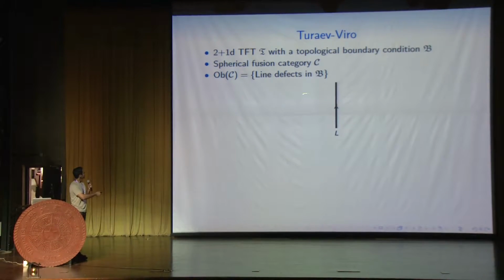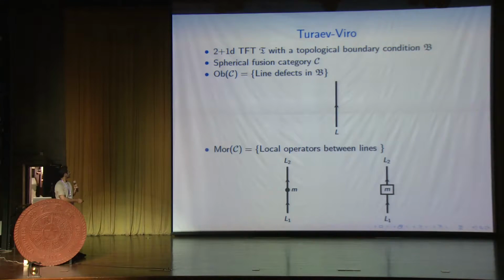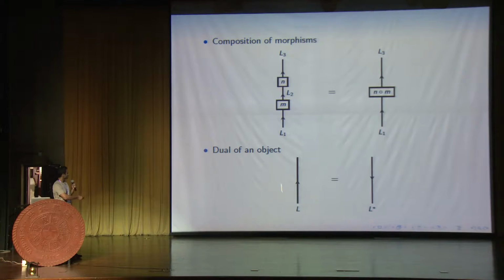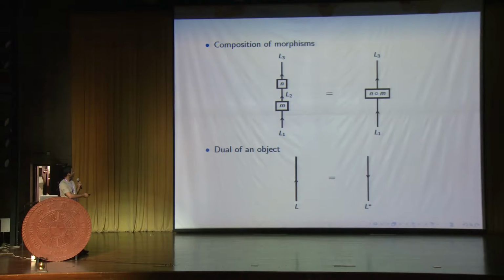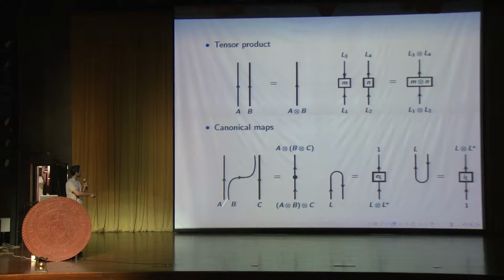The objects in this category are line defects living on the boundary, and I will denote them like this. The morphisms are local operators living between lines, and I will denote them either like this or like this. We can fuse the local operators along the line, and this gives rise to composition of morphisms. Reversing the orientation of a line gives rise to the dual object. Fusing the lines together gives rise to the notion of tensor product on the category. And placing the lines in a certain fashion gives rise to a canonical associator, evaluation, and co-evaluation maps.